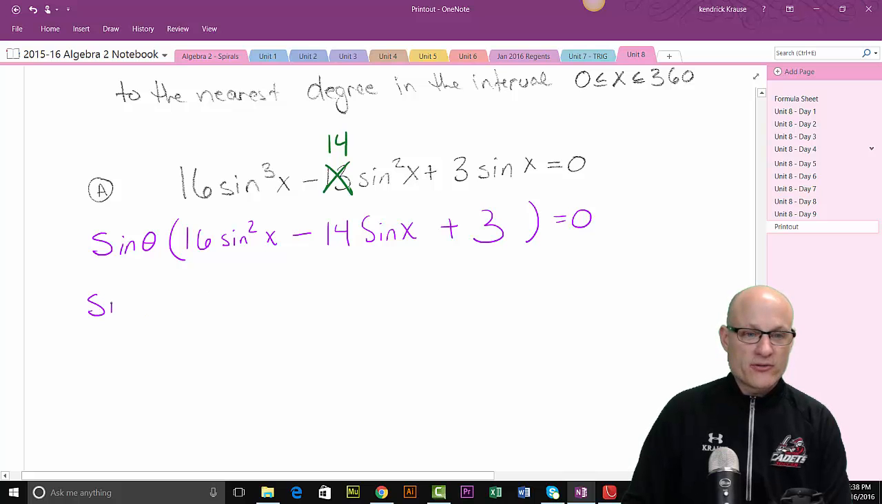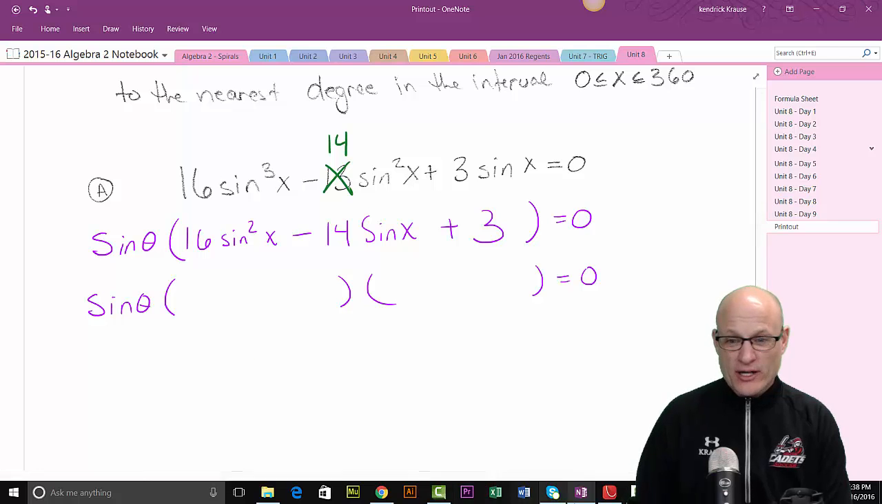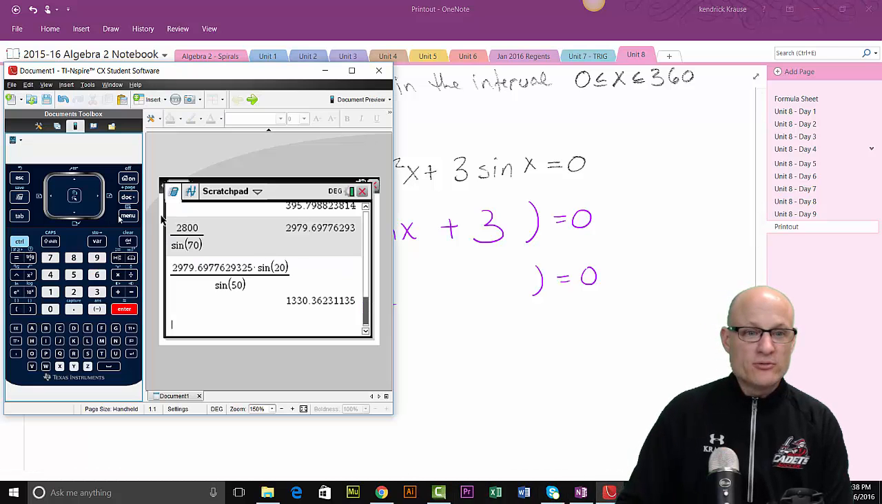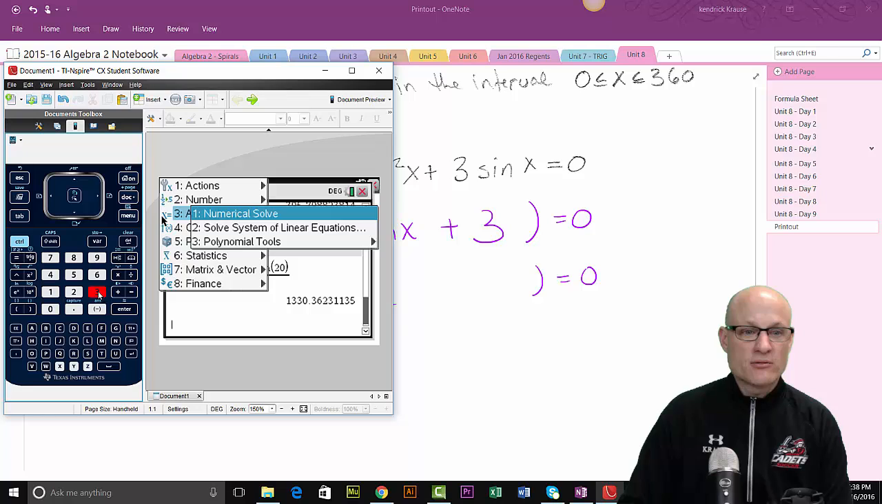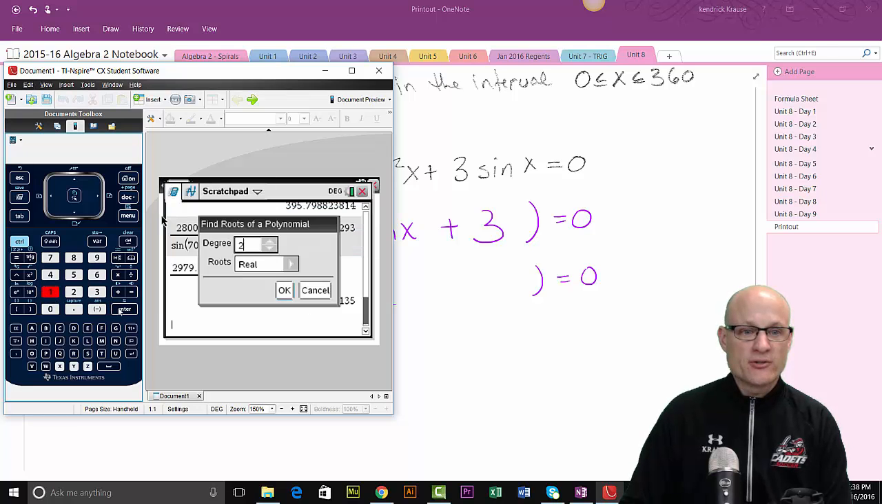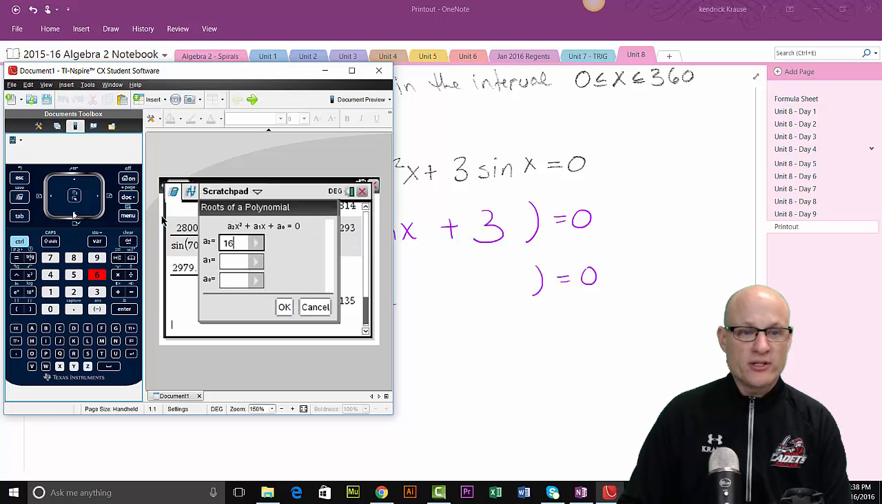Now I'm going to factor this. Sine of theta. Now I could factor it or I could cheat. Menu 3, 3, 1. Enter. My numbers are 16, negative 14.